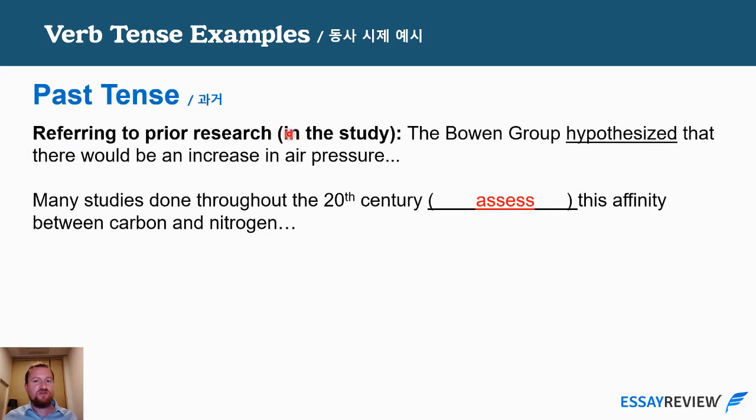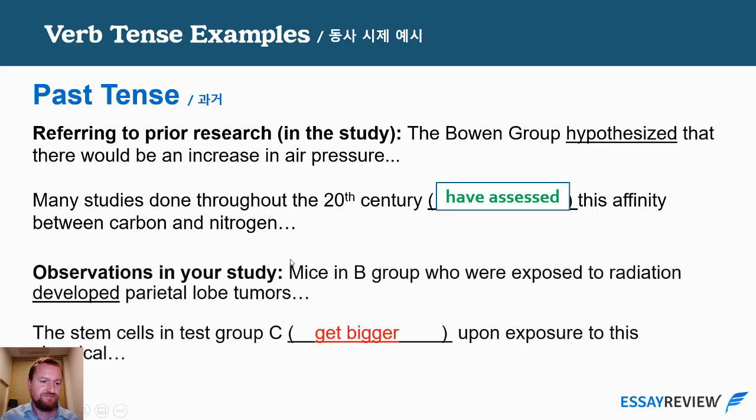All right, let's look at some examples. So referring to prior research: the Bowen group hypothesized that there would be an increase in air pressure. Many studies done throughout the 20th century assess this affinity between carbon and nitrogen. So this is past tense now, so we could use present depending on the style, or what would we use for past? Perfect or simple past? We would use perfect, right? Because with many studies, there's not a particular study being cited.